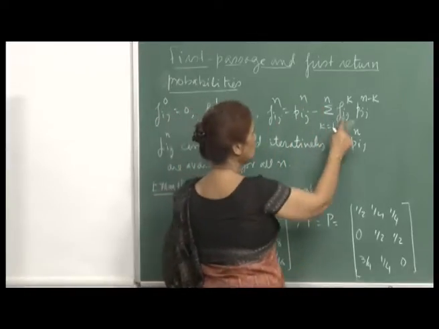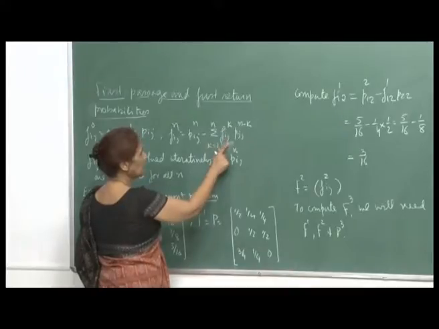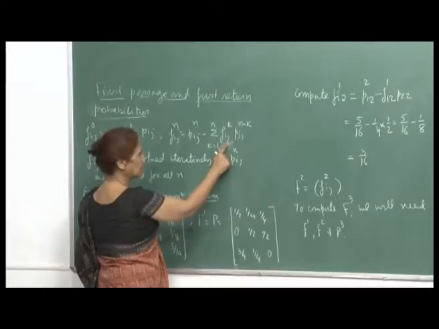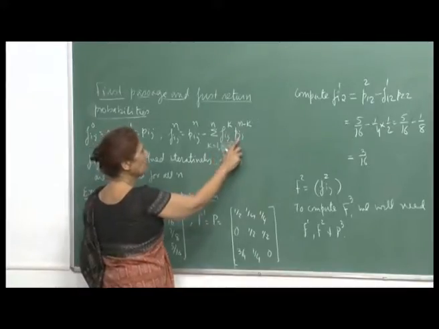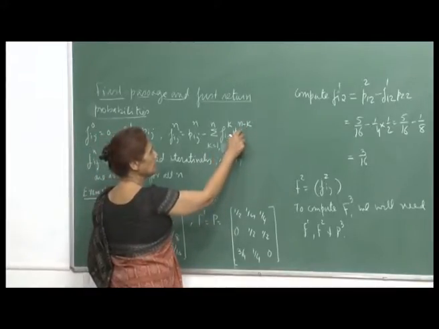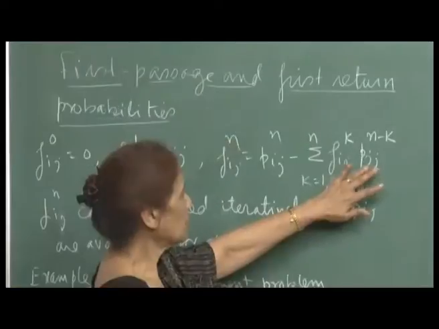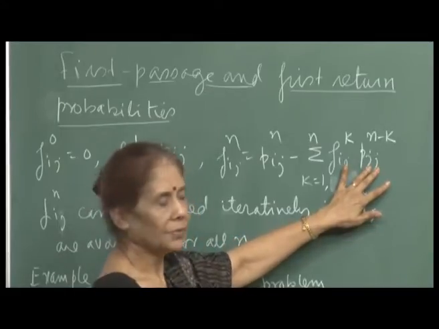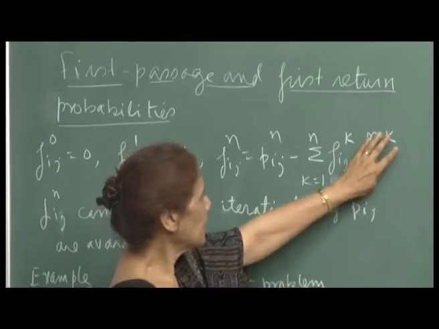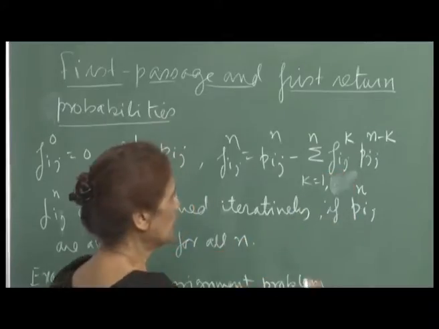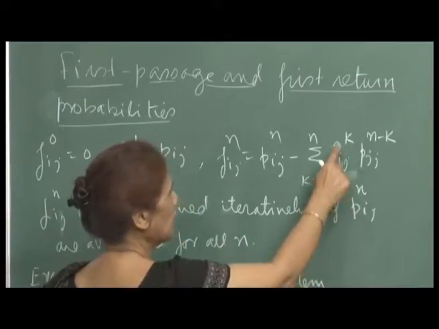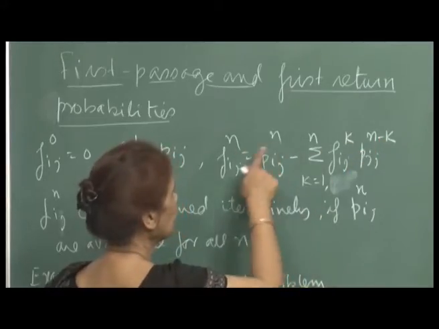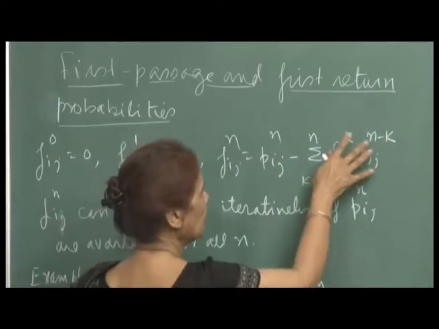So this says that in k steps you transition from i to j for the first time, and then from j to j in n minus k steps. This will include going from j and coming back to j, but in between also you can visit j any number of times. So in this Pjj(n minus k), you have already reached j in k steps, and all this is happening because you are computing the transition probabilities up to n. Therefore, we have to subtract.